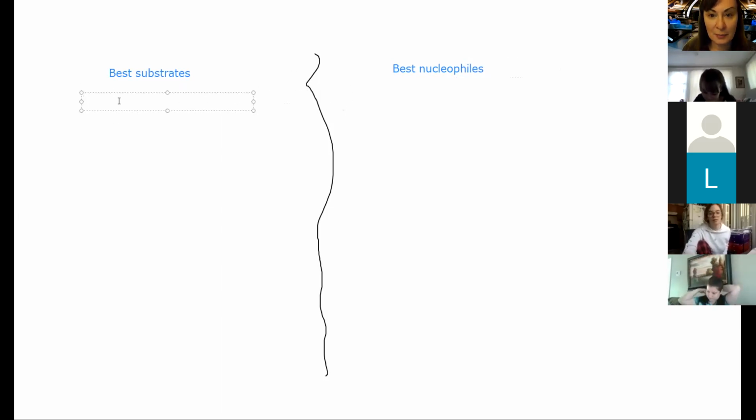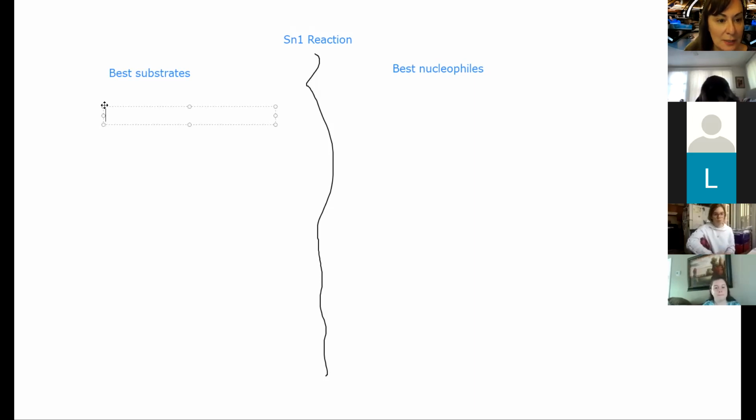Okay, so the best substrate, and this is for the SN1 reaction. So let's make sure that we put that up here. SN1 reaction. This is the part of the worksheet that we're filling today, okay? It's the SN1 reaction, and we're gonna start with the best substrate. So what should I say here? What should I say is the best substrate? Is it primary, secondary, tertiary? What is the best one that I could have?